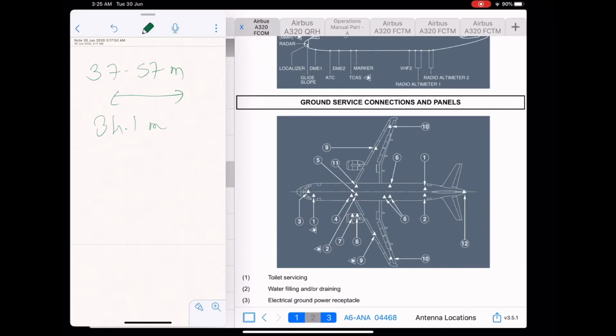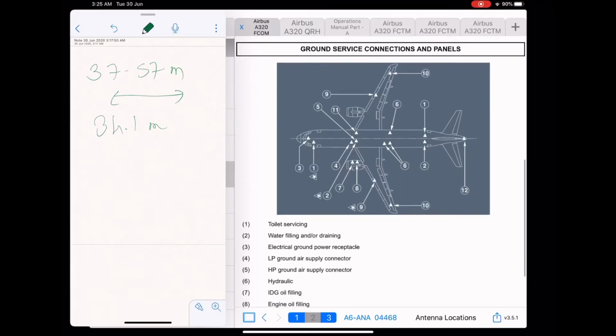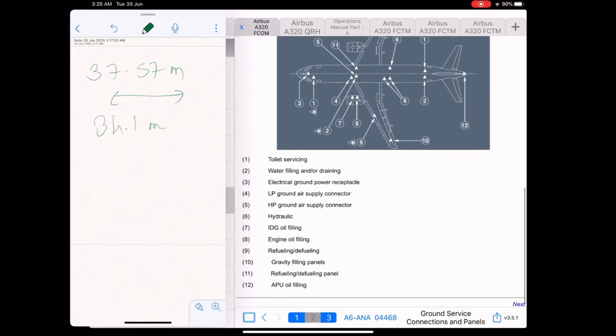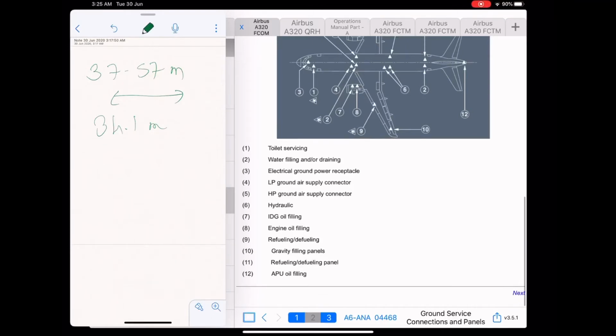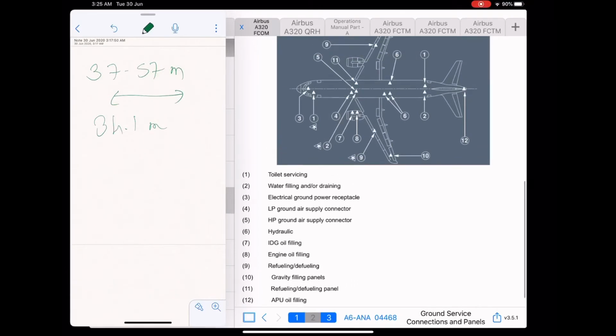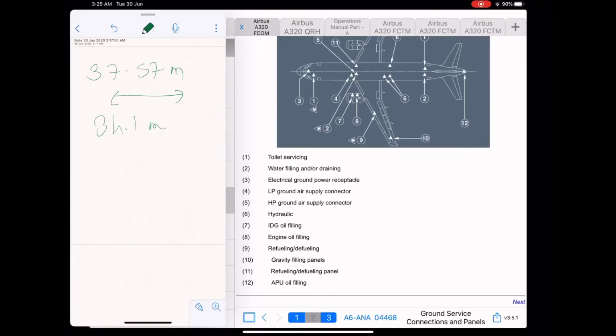Here we see the ground service connections and panels. So in total we have 12, and here is the legend. So the different panels which can be opened from the outside of the airplane for refueling, hydraulic, toilet servicing, and APU servicing, APU oil filling, a bunch of other openings outside the airplane as well. And largely these are used by the ground staff, for example for the cargo, for refueling, for toilet servicing, and by the maintenance for the servicing and changing of the oil, or refilling of the hydraulic liquids for the different lines.